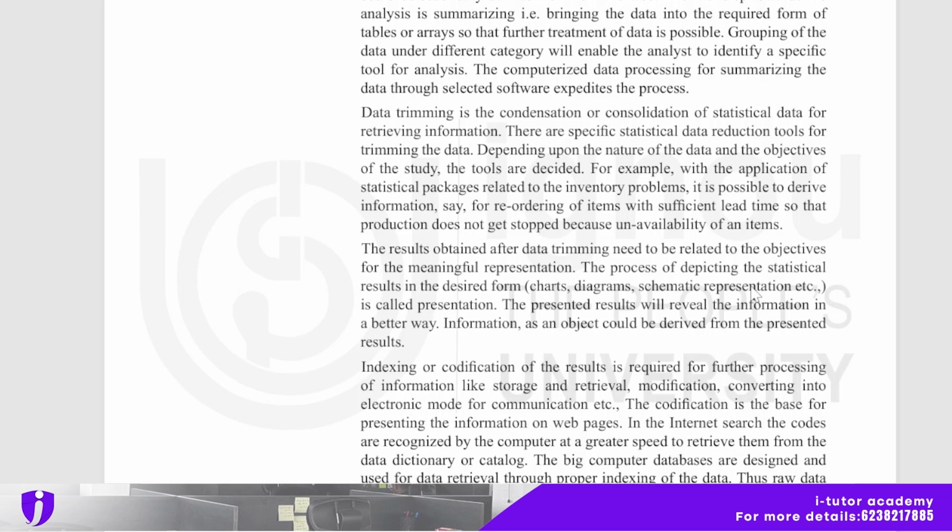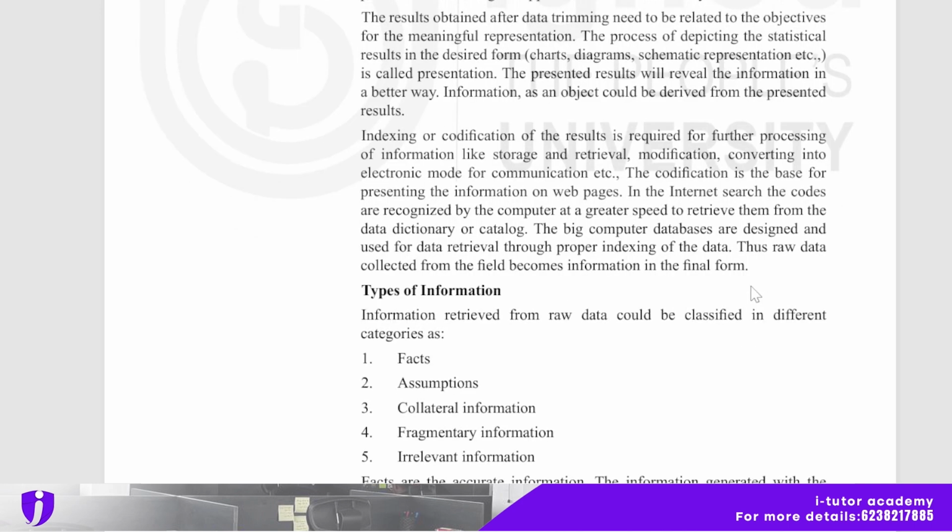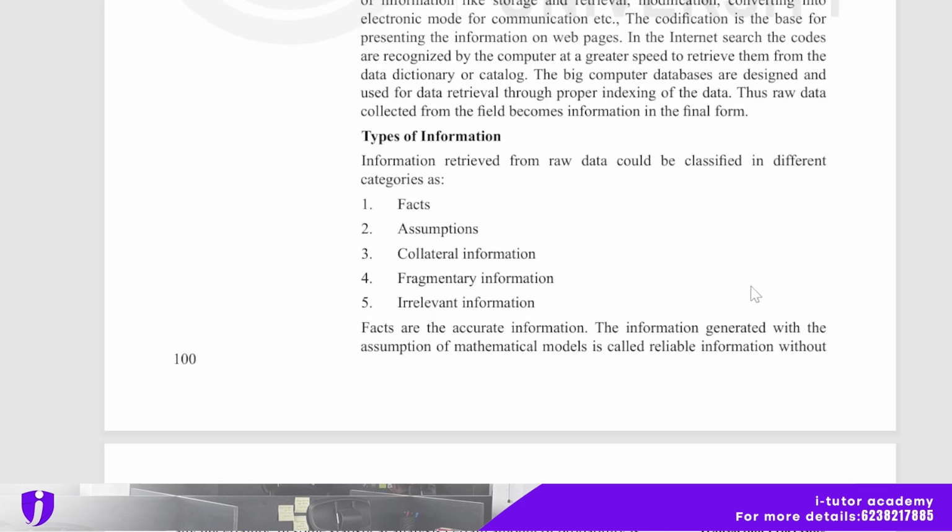Data trimming is the condensation or consolidation of statistical data for retrieving information. There are specific statistical data reduction tools for trimming the data. Depending upon the nature of the data and the objectives of the study, the tools are decided. There are examples as well. The types of information are facts, assumption, collateral information, fragmentary information, irrelevant information, and like that.